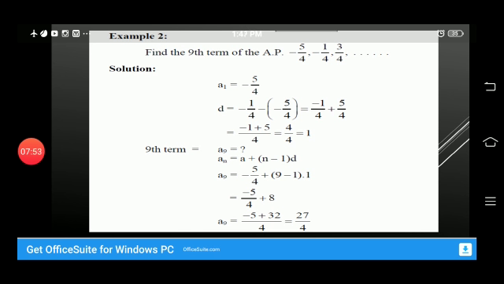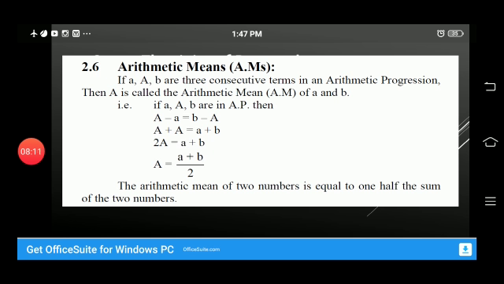Now putting the values in the formula for the nth term, we get a9 is equal to a1, which is minus 5 by 4, plus n minus 1, that is 9 minus 1, into d, which is 1. By simplifying it, we get that a9 is equal to 27 over 4.